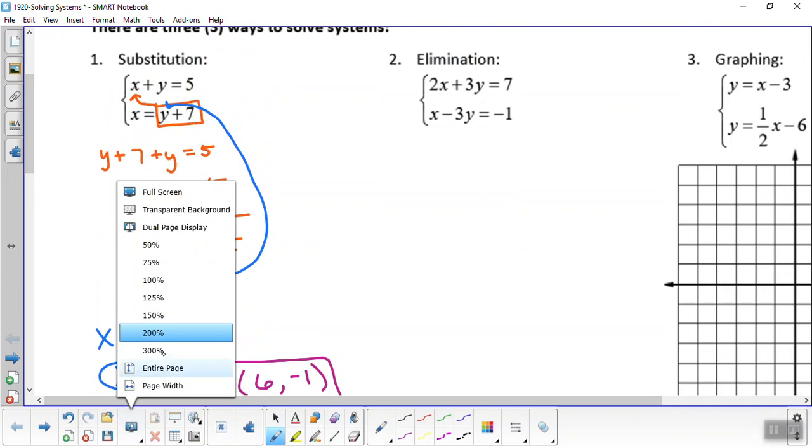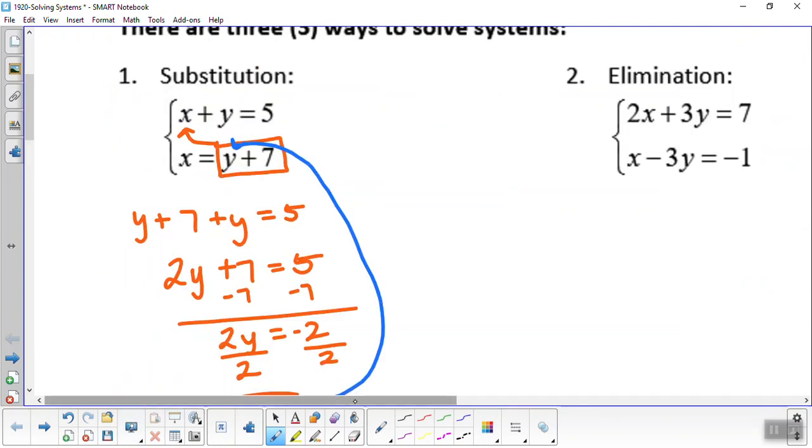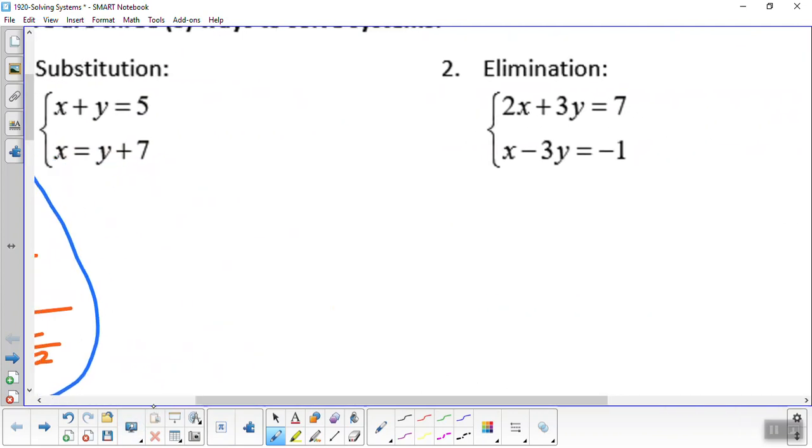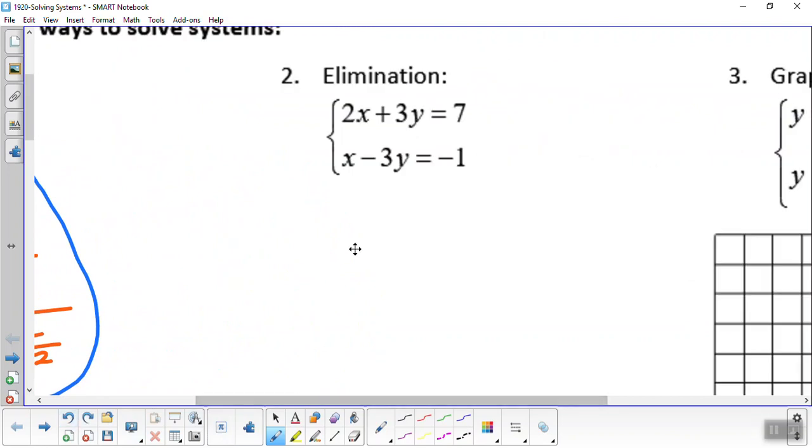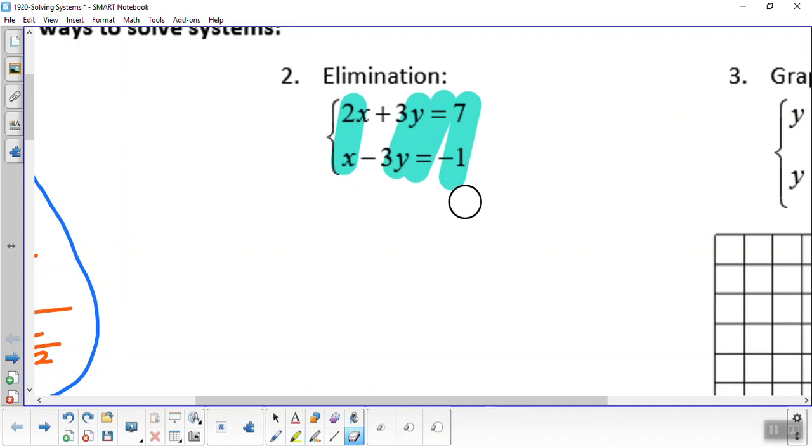I'm going to zoom back in so we can talk about the second method, which is the elimination method. Now the elimination method is a little bit harder, but not that bad. It is faster. In order to do the elimination method, you need everything lined up. So you need the x's in a line, the y's in a line, your equal signs, and then whatever it's equal to. They all have to be matched up. In this case, it is.